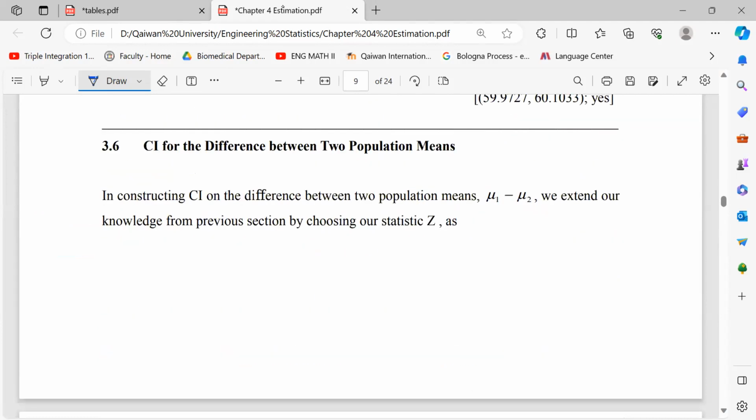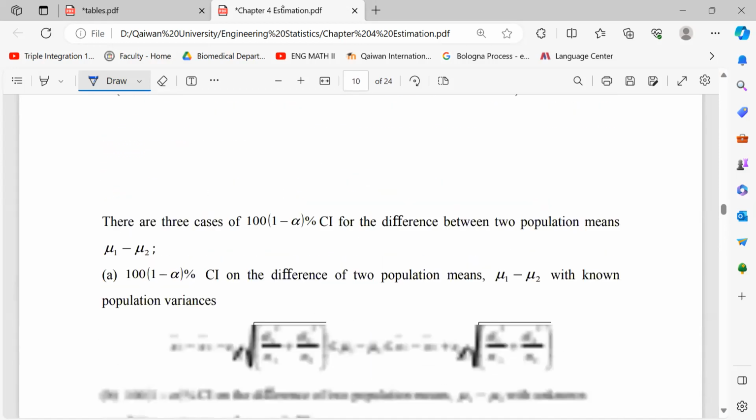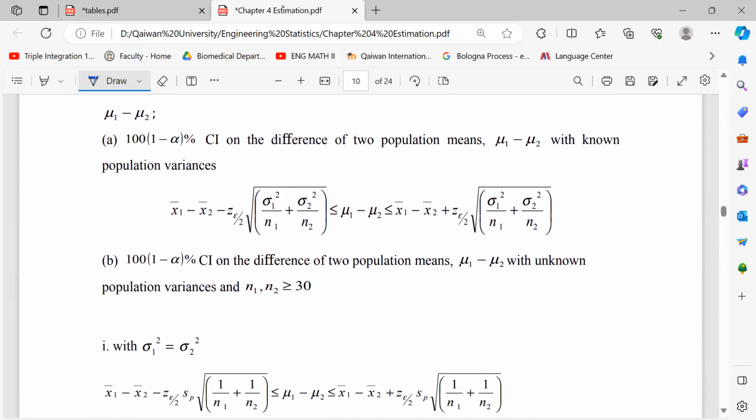We now have the second topic, which is the confidence interval for the difference of two means. It's similar to the previous one. Here we have three cases. In the first case, as you have two populations, we have two variances, two means, and two sample sizes, okay? But we need to find one confidence interval for the difference of them.